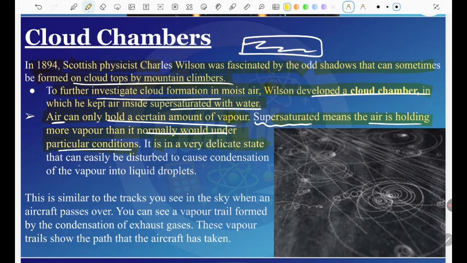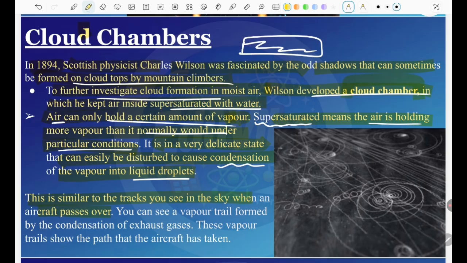It is in a very delicate state that can easily be disturbed to cause condensation of the vapor into liquid droplets. After the vapor condenses, going from gaseous to liquid droplets, that causes the rain. It is similar to the tracks you see in the sky when an aircraft passes over. So that's the whole theory of the cloud chamber.